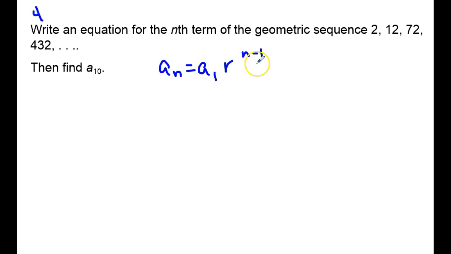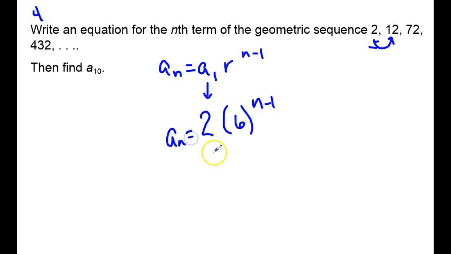Well, I know that n is going to stay and a sub n is going to stay. So what can I automatically replace or substitute? Well, I know that a sub 1 is 2. That's my first term in my sequence that I'm given. So a sub 1 is 2. So now I have to figure out what my r value is. And to find my r, again, I figure out what I multiply this term by to get to the next one. Well, to get from 2 to 12, I can multiply by 6. So my r becomes 6.